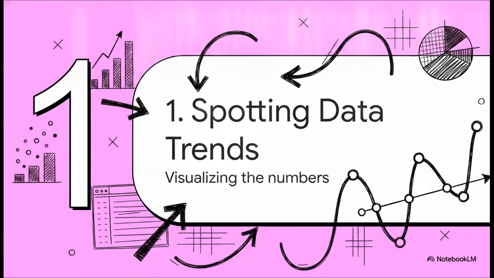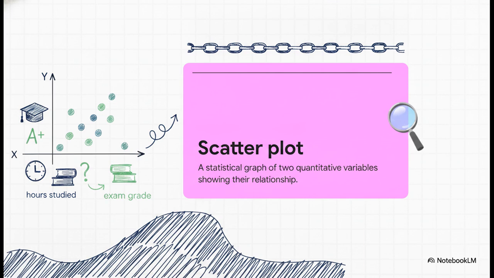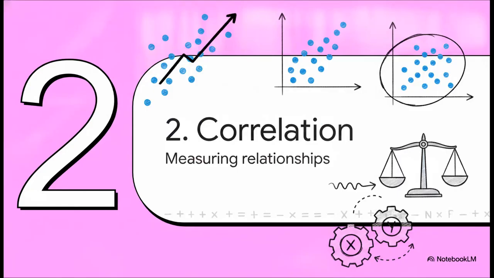Section 1. Spotting the data trend. So to find our trend, we use what's called a scatter plot. Now, our source material defines this as a statistical graph of two quantitative variables that provides a visual representation of their relationship. Think of it as our primary visual anchor. It's like a map. We take an independent variable, like the number of hours studied, which we'll call x because it's the factor that can be manipulated, and we map that on the horizontal axis. Then we take the dependent variable, the exam grade, which we'll call y because, well, we're assuming the grade depends on the study time, and we map that on the vertical axis. And just like that, those abstract, boring numbers become a clear map of dots showing us exactly how these two variables connect.